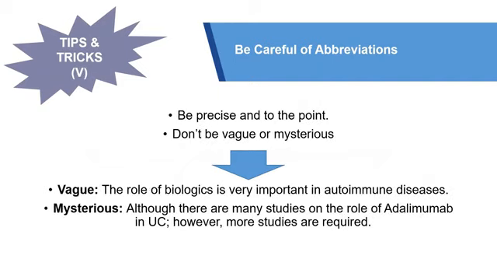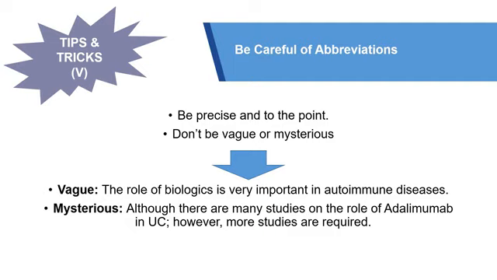So be careful as well to be precise and to the point. Please do not be vague and do not be mysterious. And I can tell you thousands of examples of being vague and mysterious. Being vague is like, the role of biologics is very important in autoimmune disease. How is it important? Is it important to eliminate a complication? Is it important for maintenance? Is it important for maintaining quality of life? A lot of descriptions under the word important.